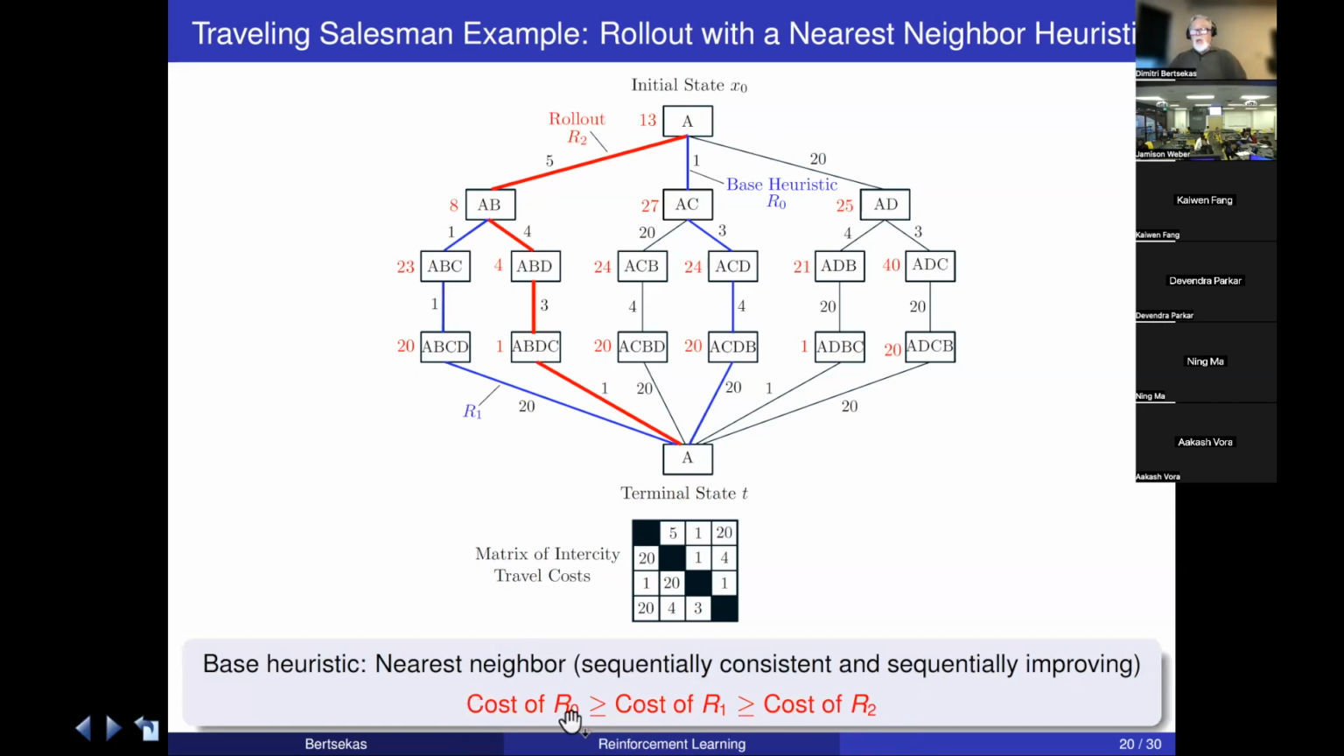So that's what this inequality shows here. That's the key to understanding the cost improvement property of rollout. It generates current trajectories that are monotonically improving, with the first one being the trajectory generated by the base heuristic, and the last one being generated by the rollout algorithm.